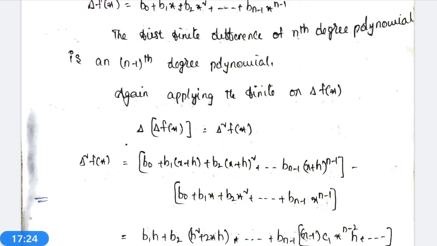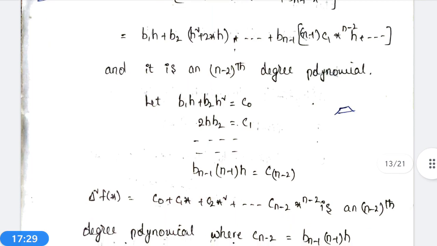That is b1h plus b2h square is equal to c0. 2h b2 is equal to c2, c1, etc. h into n minus 1 into bn minus 1 is equal to cn minus 2. Then delta square fx is equal to c0 plus c1x plus c2x square plus etc. plus cn minus 2 x power n minus 2. Therefore, delta square fx is an n minus 2 degree polynomial.